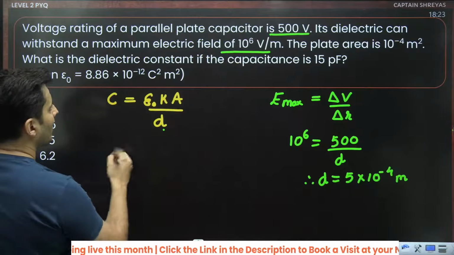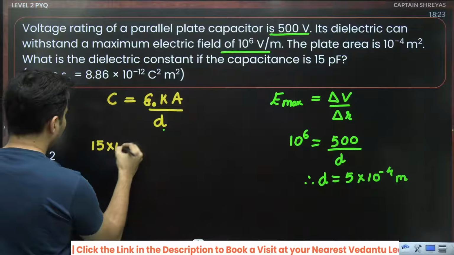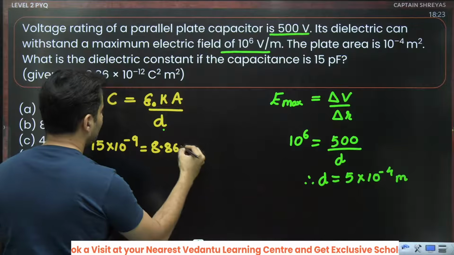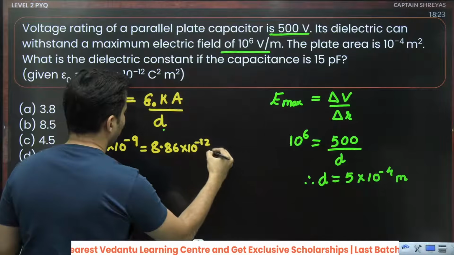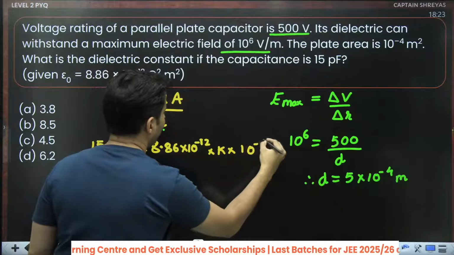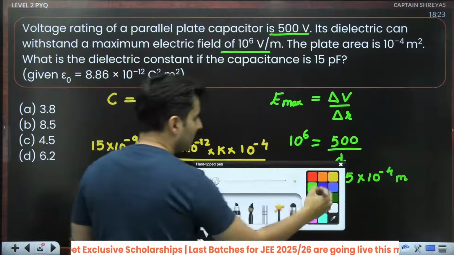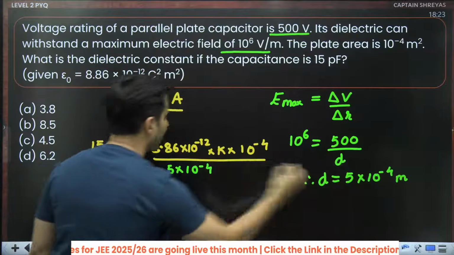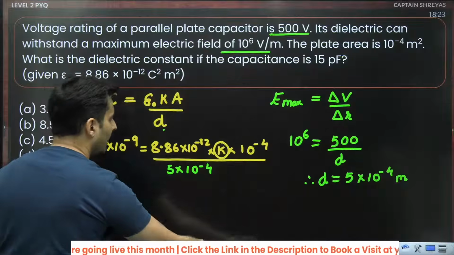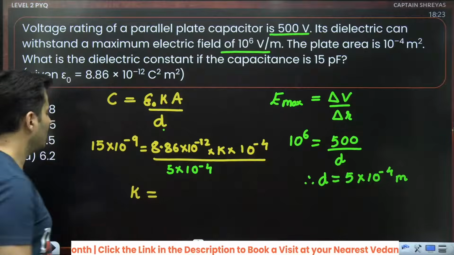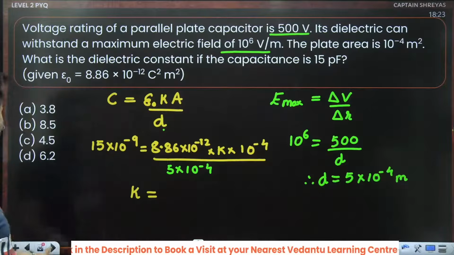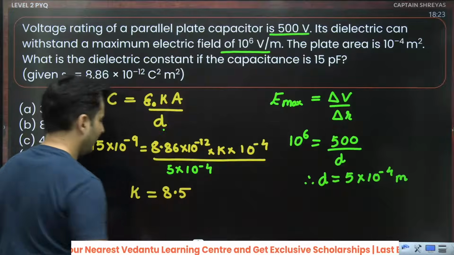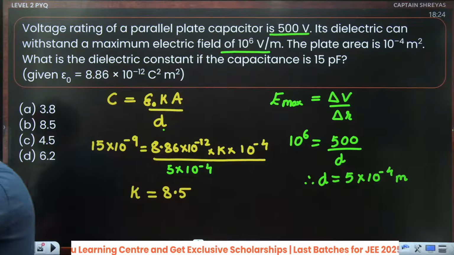What's the capacitance? The capacitance is 15 pico. Pico is 10 to the power minus 9. What is epsilon naught? It is 8.86 into 10 to the power minus 12. K unknown. Area 10 to the power minus 4. Whole thing divided by this distance value, which is 5 into 10 to the power minus 4. Now you can see the only unknown over here is this number K. So solving this, you will get the value of K. I think you will get the answer of K as 8.5. That is the answer.